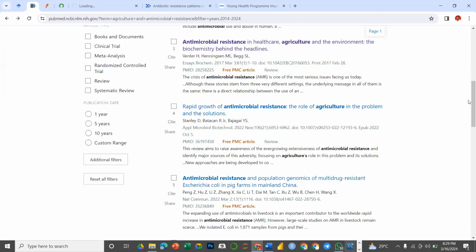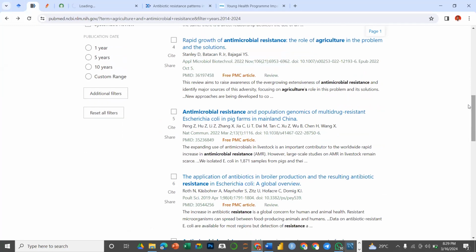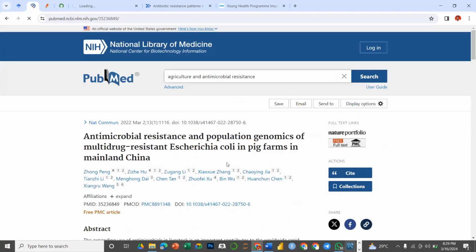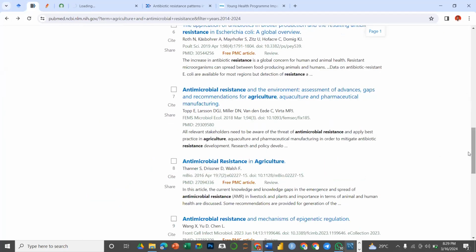It's very beautiful. So next thing talks about antimicrobial resistance and population genomics in pig farms in mainland China. So I know that this is talking about something that's going to be very important to my work. But it's in China. So if mine is in Africa, it means I might not really use this article, but I can get some knowledge from it that I can use as discussion and other things in my literature review.